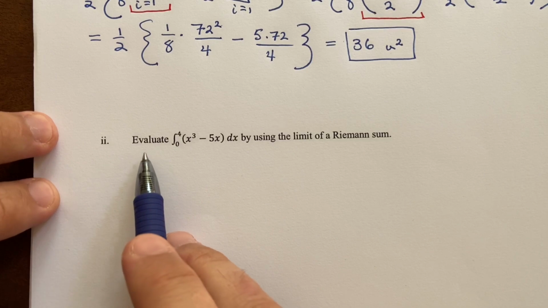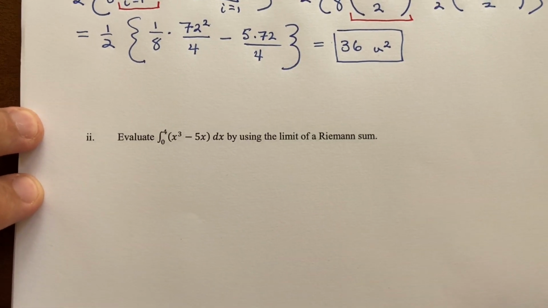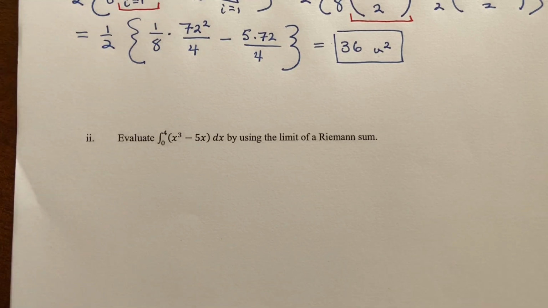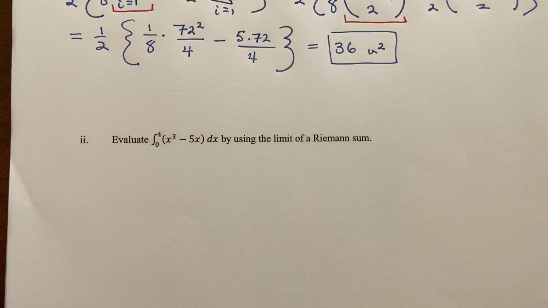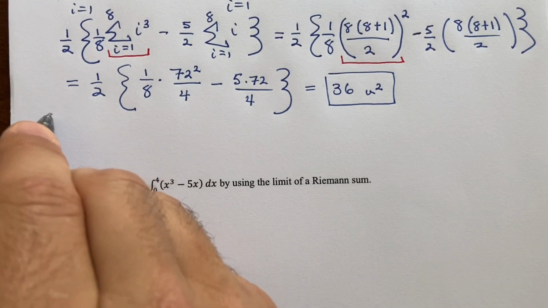This is part 2 now. Evaluate this definite integral by using the limit of the Riemann sum. So not just the sum that we just saw, but we're going to tack on that limit as n approaches infinity out front.